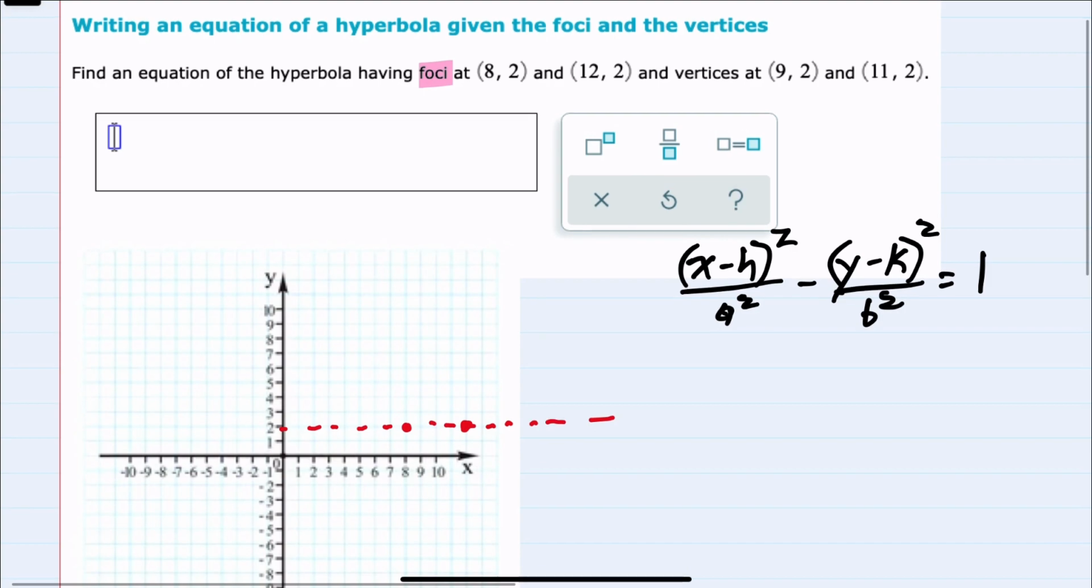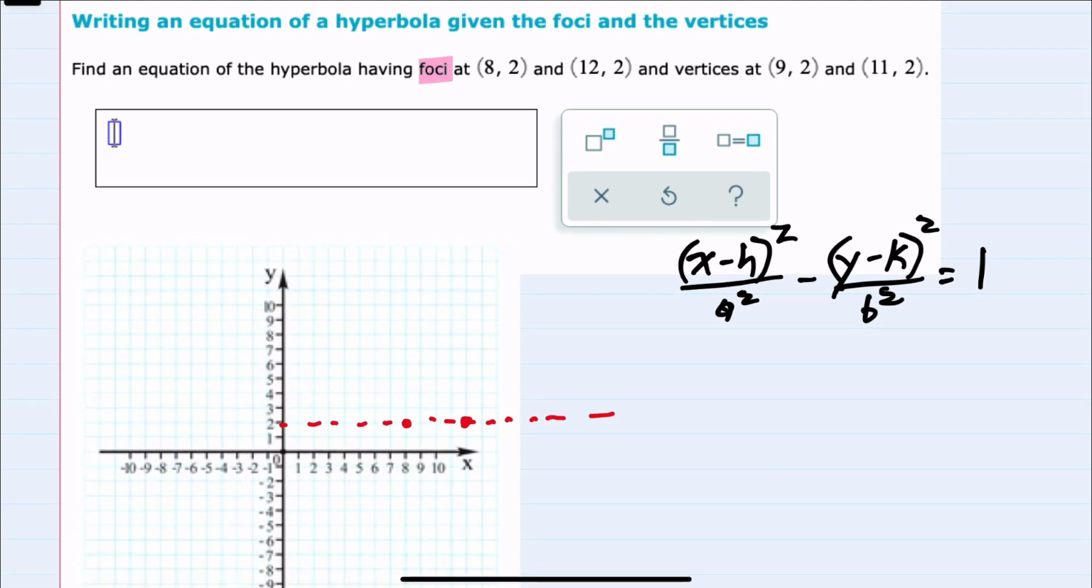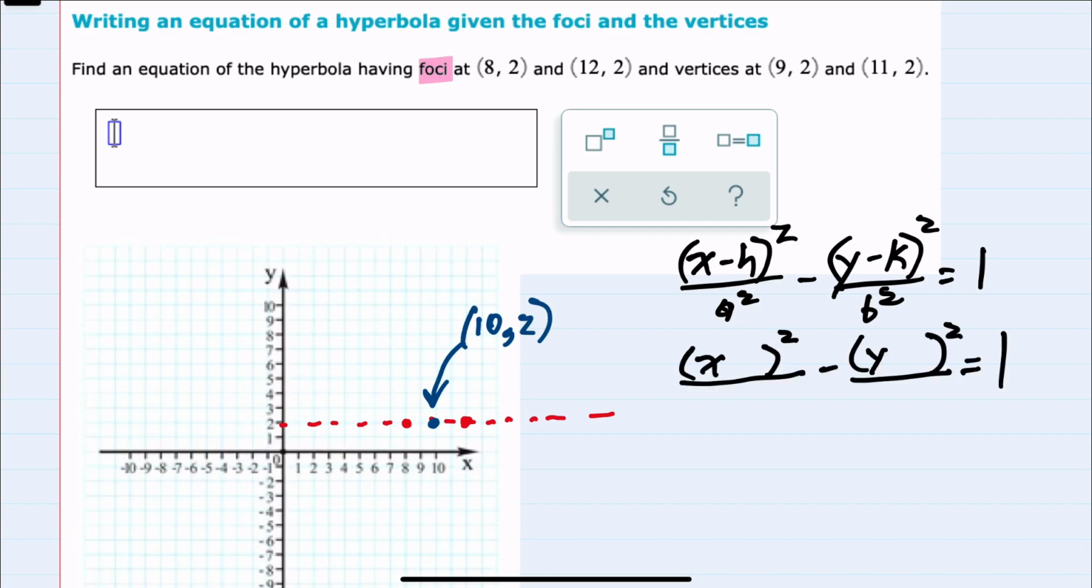We can also tell that the center will be exactly in the middle of these two foci, and the midpoint here is (10, 2). Knowing that our center is (10, 2), we have h is 10, so x minus 10. Our k is 2, so y minus 2 is inside the second parentheses.